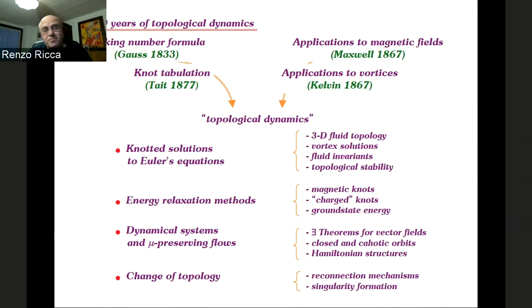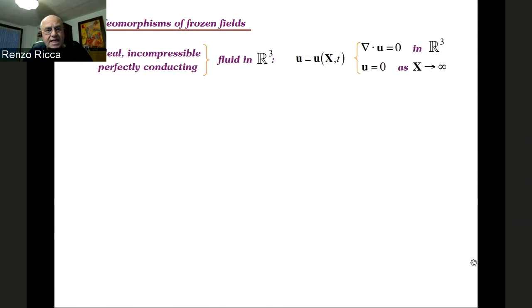Well, if we want to, just for simplicity, set a scene, we may consider diffeomorphisms of frozen fields. This just helps us to make some progress in the field of fluid mechanics, if you like. If we take an ideal, incompressible, perfectly conducting fluid in an infinite domain R3, we consider a velocity u, function of a position vector x and time t. And we assume, again for simplicity, a divergenceless condition in this space, and u at infinity going to 0.